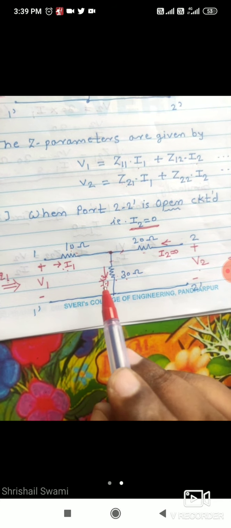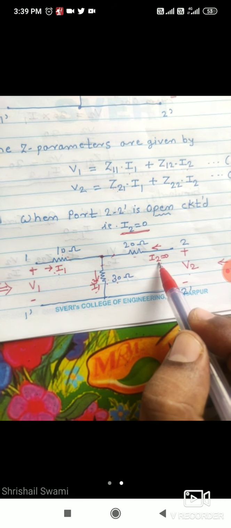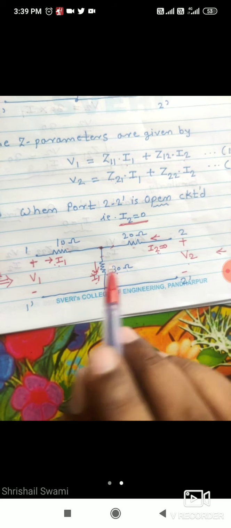That is I2 equal to 0. Redraw the circuit. So mention here I2 equal to 0. Other things remaining as it is. V2, V1, I1. Now when I2 equal to 0, you are putting in the equation.